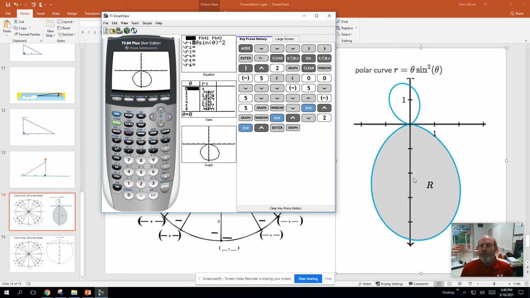So if I had asked you to find this shaded region, you would have to make an integral from 0 to pi in order to calculate the area of that region. If I ask you to find this shaded region, you'll need to integrate from pi, because that's when this region starts to be formed, until you get to 2 pi when it's closed.